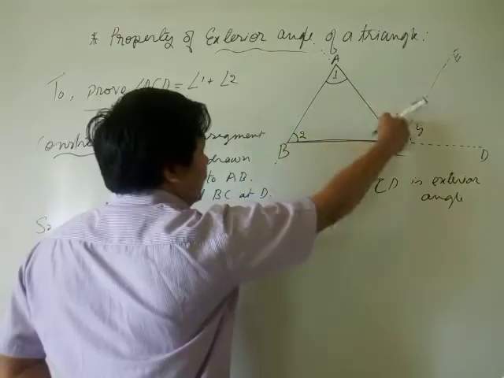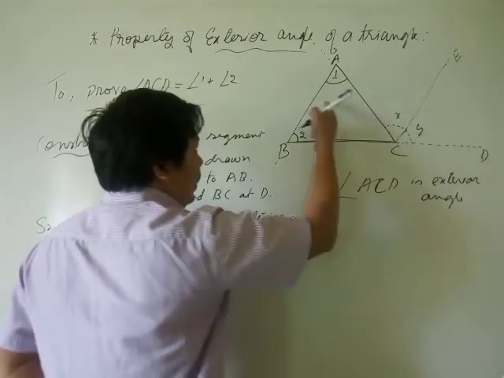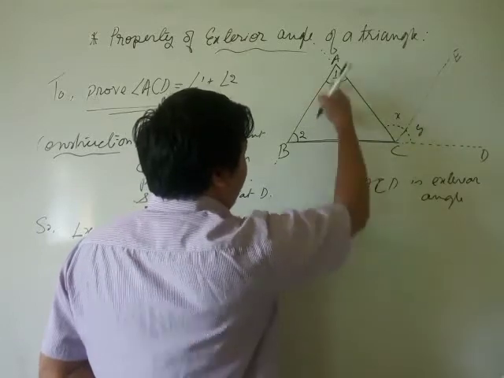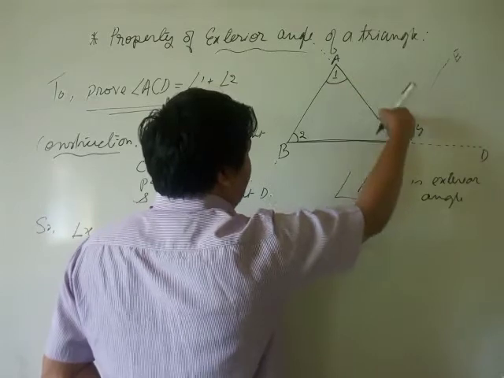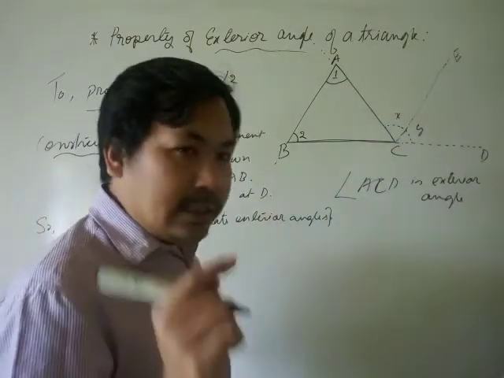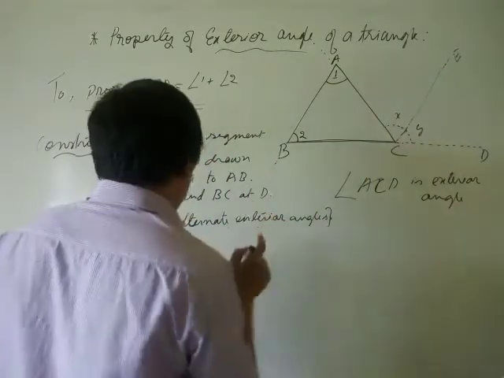These two are alternate interior angles, 1 and x. Here you can see that AC is the transversal, and AB and CE are parallel. So this 1 and x are called the alternate interior angles, and these two are the same, isn't it? Yes.